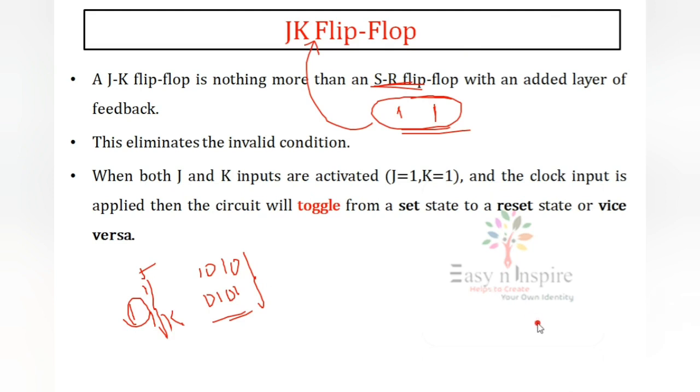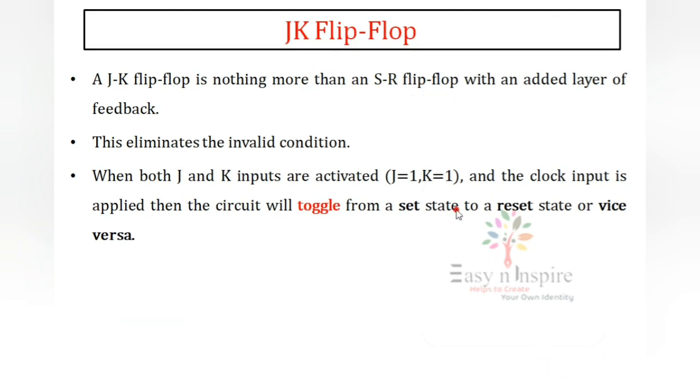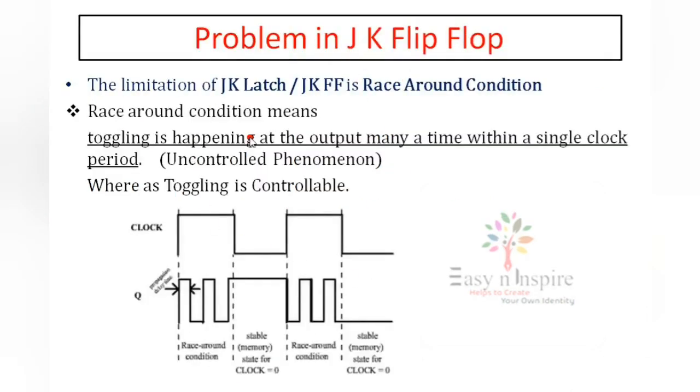Now we will see what the problem in JK flip-flop is, and why we are going for master-slave JK flip-flop. Here I have mentioned the problem. Listen carefully. The problem is race around condition. JK latch or JK flip-flop both have race around condition as a limitation. Race around condition is different from toggle condition.